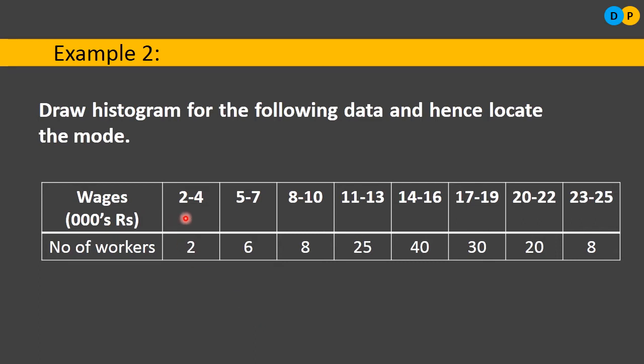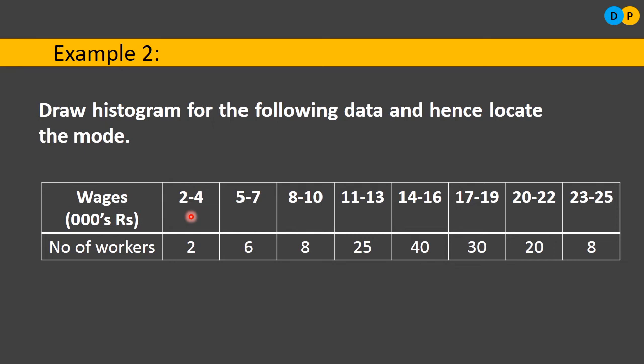So we need to make certain changes. What changes? We need to convert this inclusive class interval to an exclusive class interval. How to go about that? Very simple. You need to add the correction factor here.